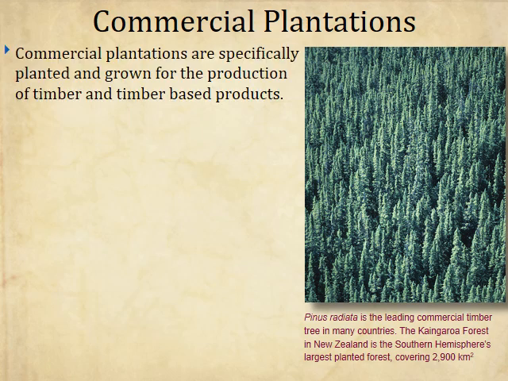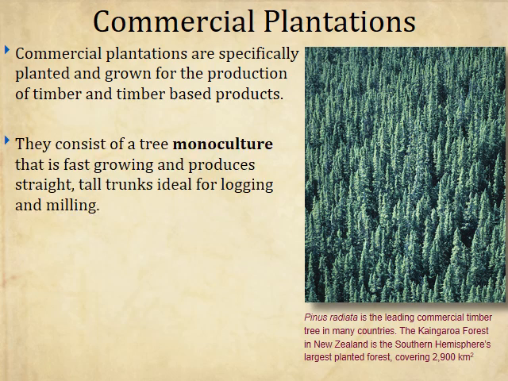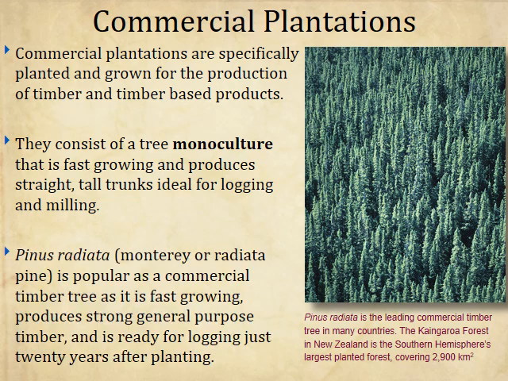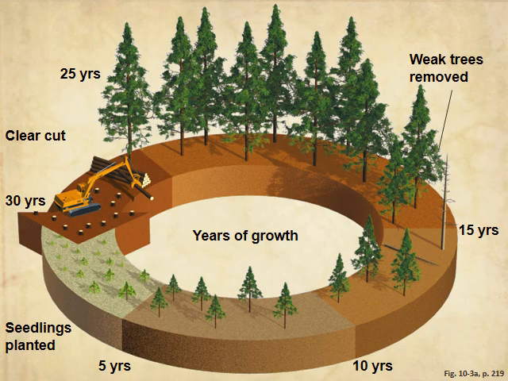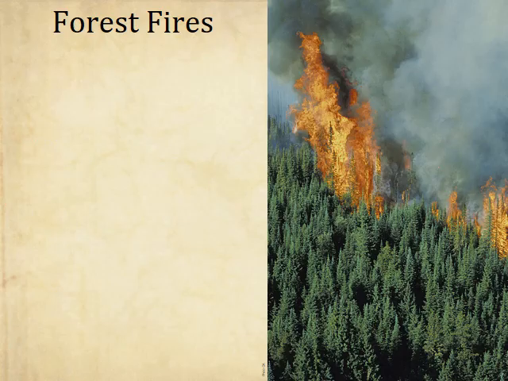So commercial timber in many countries are pine trees because they grow very quickly and they're not susceptible to a lot of diseases. These are monocultures and they're ideal for logging and for milling. It's fast growing, produces strong general purpose timber, ready for logging in 20 years. Okay, these are these Monterey or radiata pines. So this just shows you the cycle that we saw basically in that selective logging.